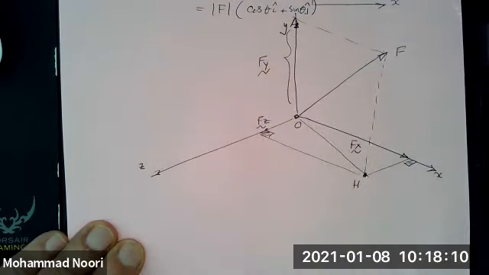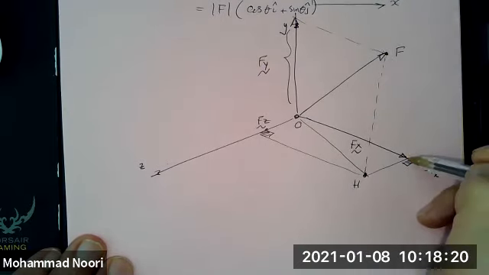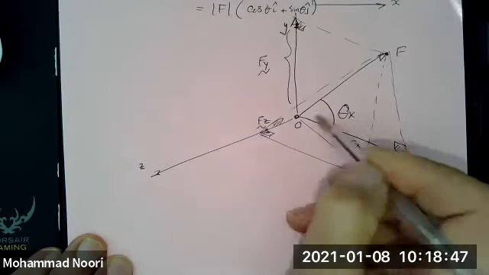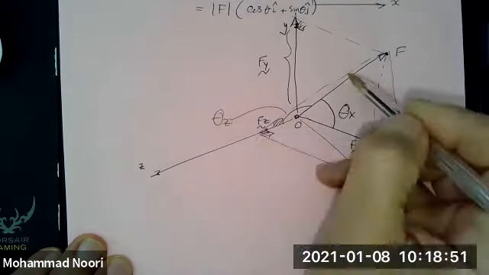Now, we introduce some definitions. First of all, if you connect this tip to this point here, you can prove that this is a right angle. And the same thing here. If you connect this, this is a right angle, and this is a right angle. So in this triangle, this is the angle that this force makes with the x-axis. And this is the angle that it makes with the z-axis. This is the angle that it makes with the y-axis.